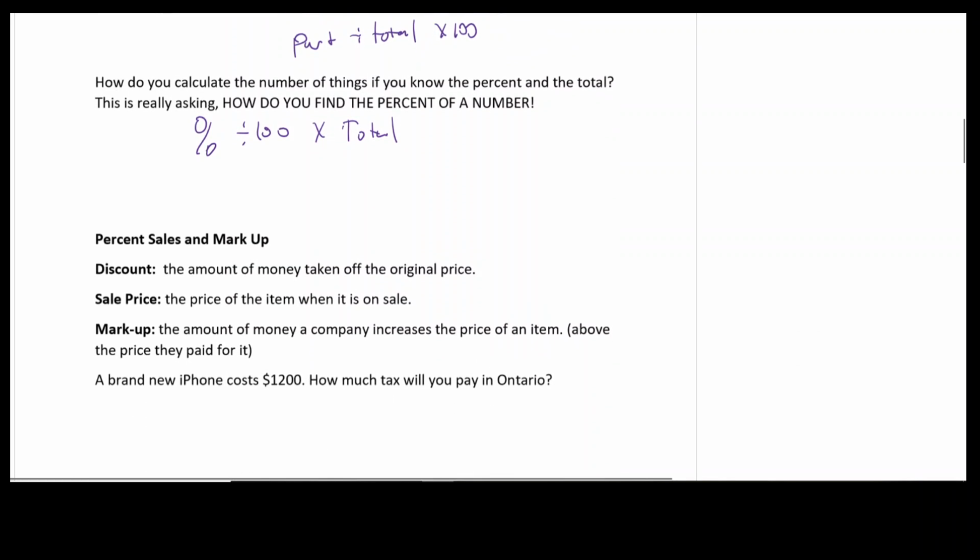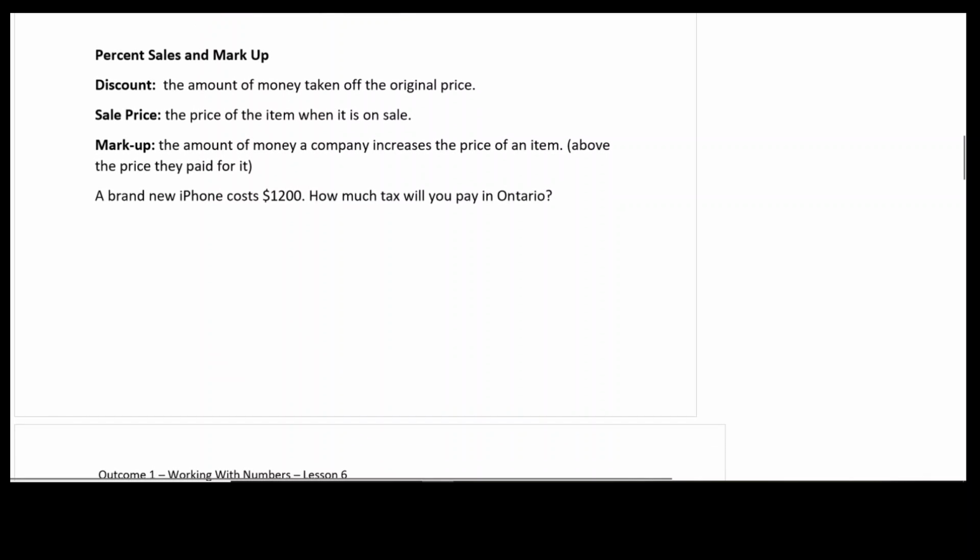And then often what percentages get used for are for sale prices. So I'm just going to go over some sale price terms. If I talk about the discount, that's an amount of money taken off an original price. The sale price is the price of the item when it's on sale. And stores often talk about the markup, the amount that they increase the price so that they make a profit.